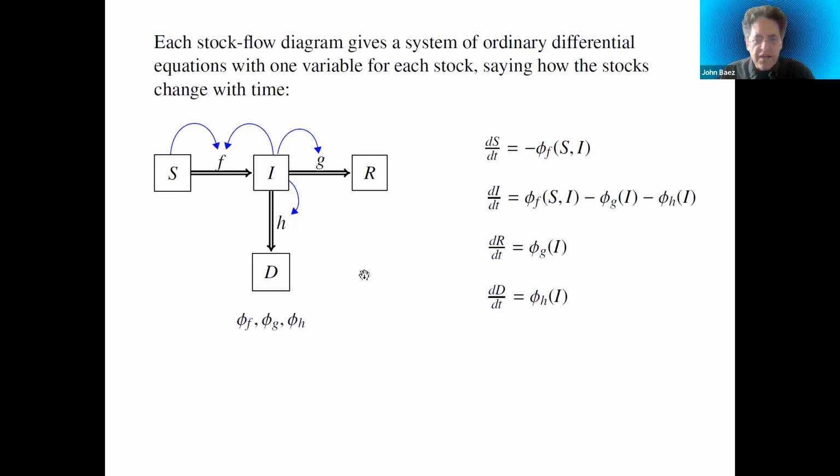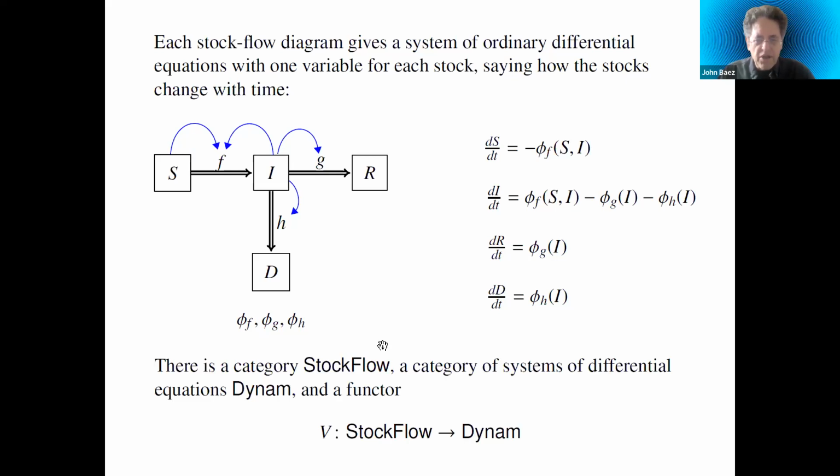That illustrates the general procedure, and you can look at these other examples and see what the trick is. It's a very simple trick. And so it's a functor. Indeed, there's a category of stock flow diagrams, which I won't go into detail on, but I've told you what the objects are. And there's a category of systems of differential equations, which we call dynamical systems, because some people in college didn't like differential equations, so we renamed them dynamical systems so they seem cooler.